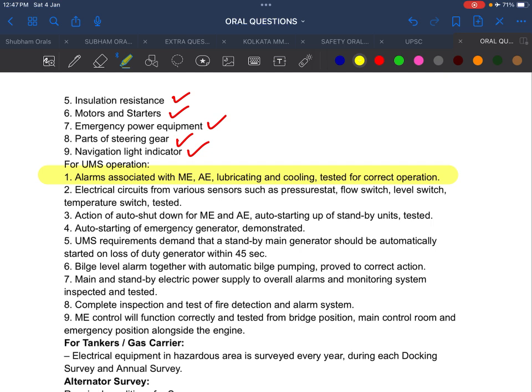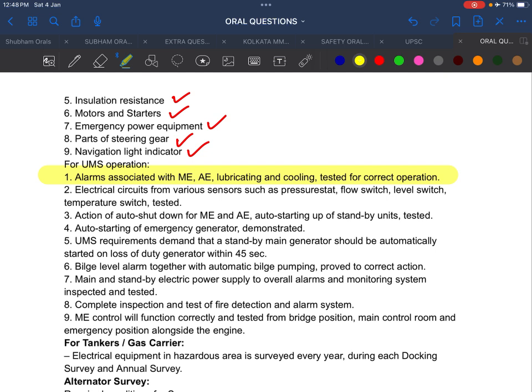There are various alarms: fuel oil leak alarm, jacket cooling water alarm, exhaust gas temperature alarm, overspeed alarm, low lube oil pressure alarm, differential pressure alarm, turning gear rod engaged or not, start failure, control air failure, supply failure. There are various types of alarms for the auxiliary engines. So they are basically checking all these alarms.